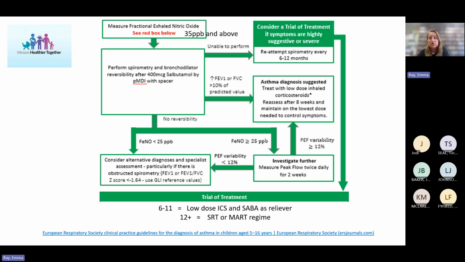We've got in there a trial of treatment. So, you know, some people can't do spirometry, so adults and children potentially can't do spirometry. If that is the case, then you would offer them a trial of treatment. So in the 6 to 11-year-old age group, it would be low dose inhaled corticosteroids, so something like Clenil 50 2 puffs BD, and you give them a salbutamol inhaler. But if they're 12 years old or above, then you'd start them on the anti-inflammatory reliever inhaler or a MART regime if they had more frequent symptoms.